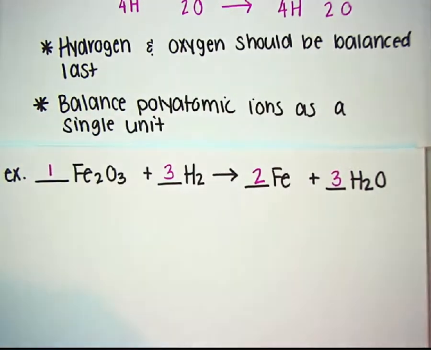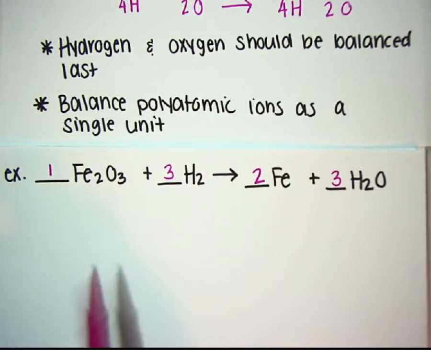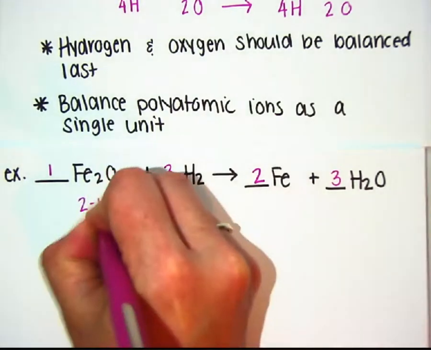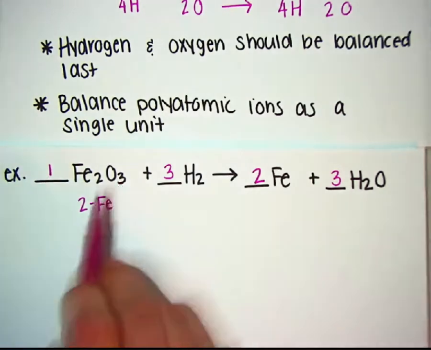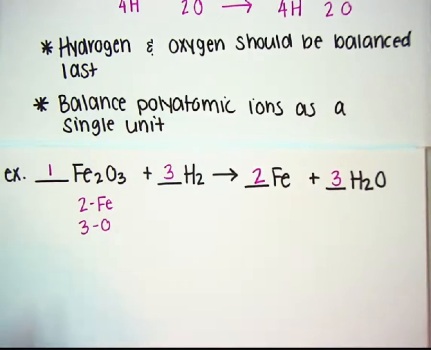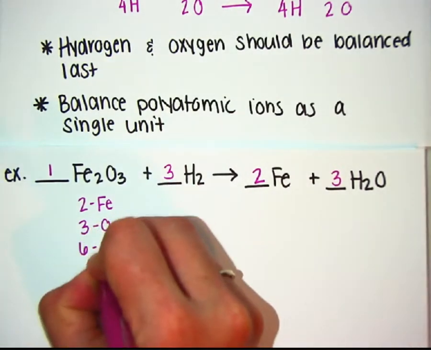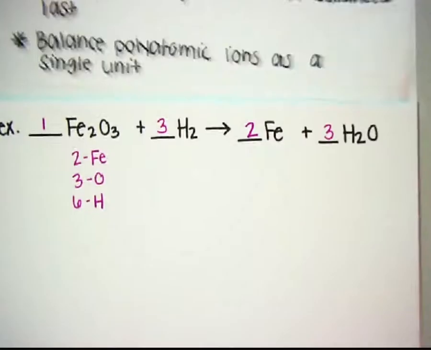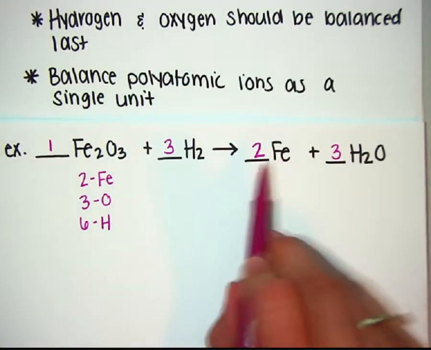Last check, go through and count your atoms and make sure they definitely are the same on both sides. 1 times 2 gives me 2 irons. 1 times 3 gives me 3 oxygens. 3 times 2 gives me 6 hydrogens. If we balance this correctly, we should have the same number of ions on the right side of the arrow.